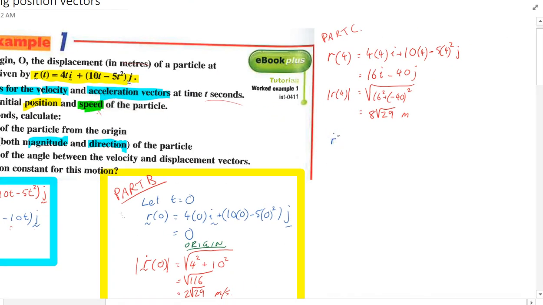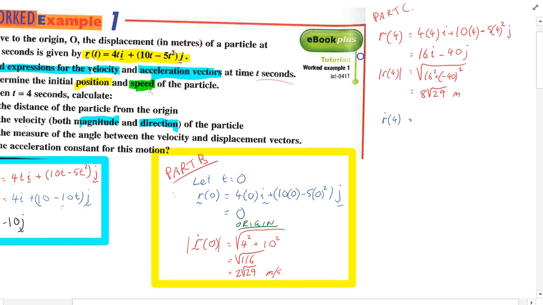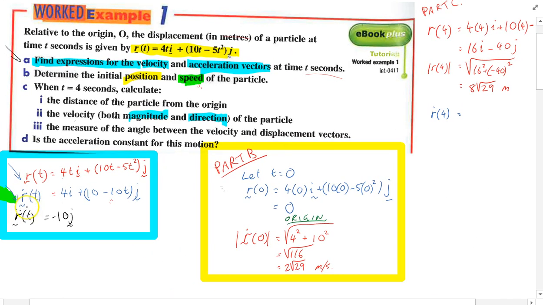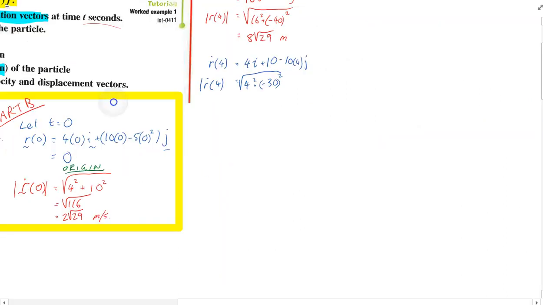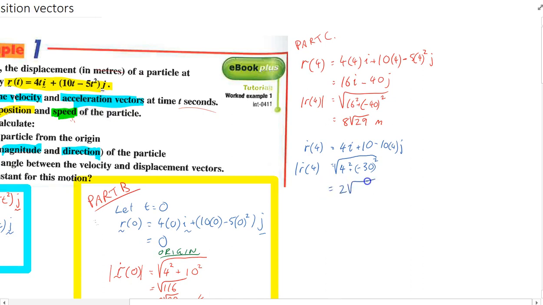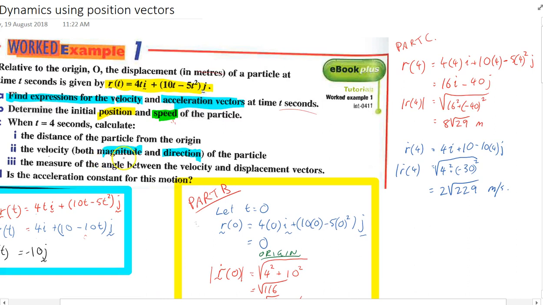So now we need r dot, because we're working with velocity now. 4. Now we sub that into our velocity vector. So it's going to be 4i plus 10 minus 10 times 4j. And then we find the magnitude of that. So it's going to be 4 squared minus 30 squared, adding them together, and then square root of both. And so that'll be 2 root 229 meters per second. So that's my magnitude. Essentially, I found my speed here, but I don't know what direction the particle's going in.